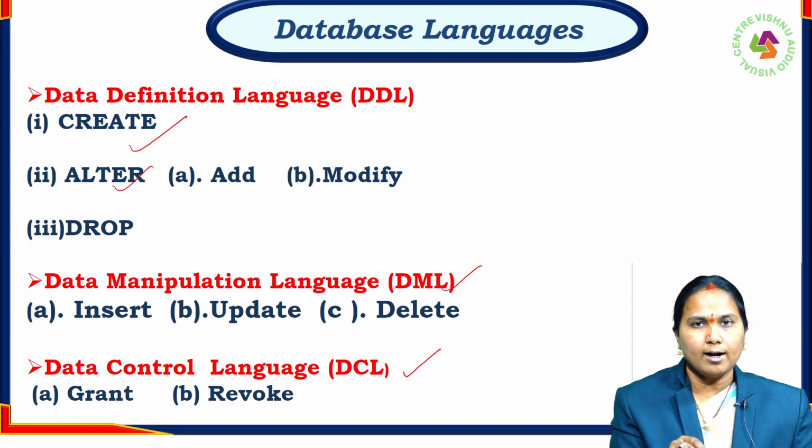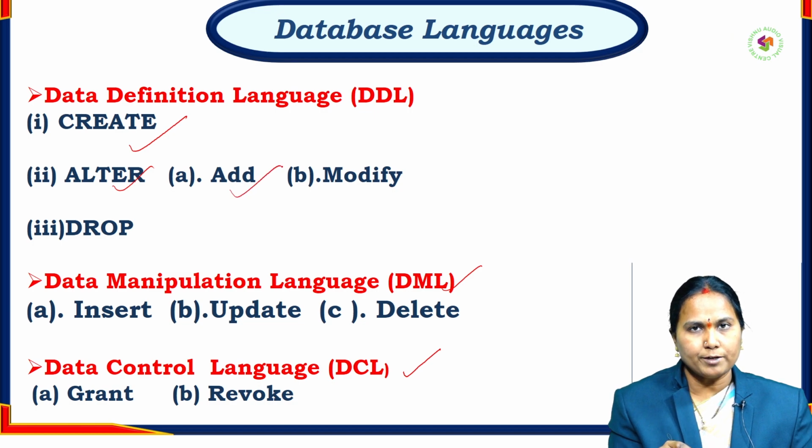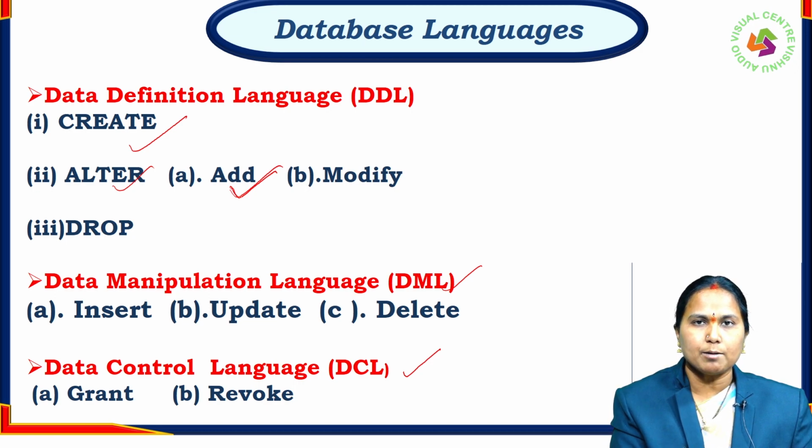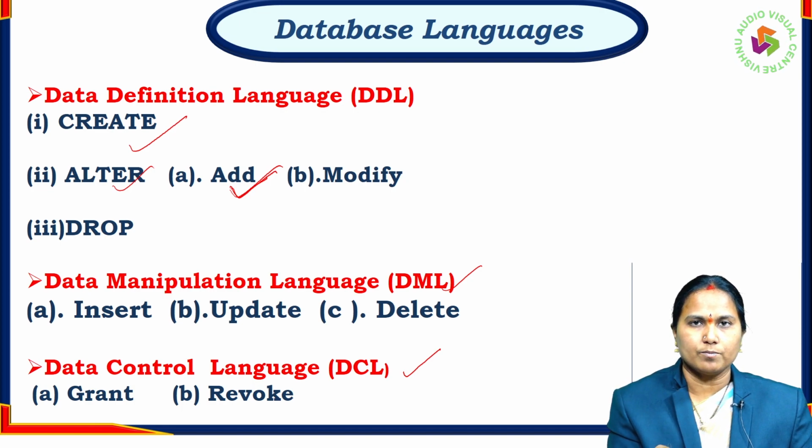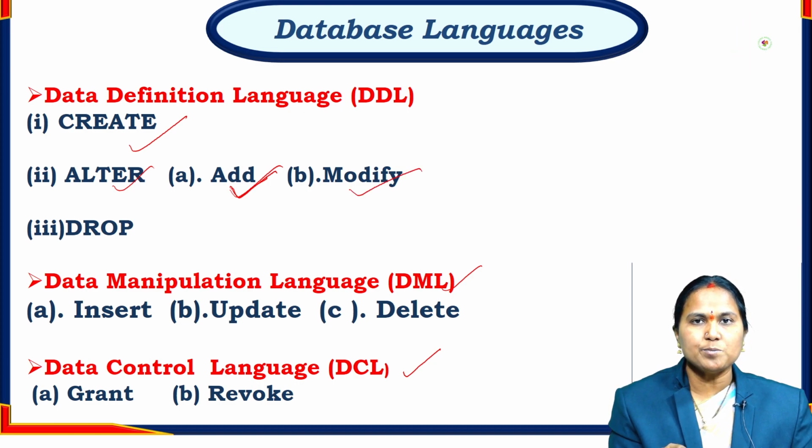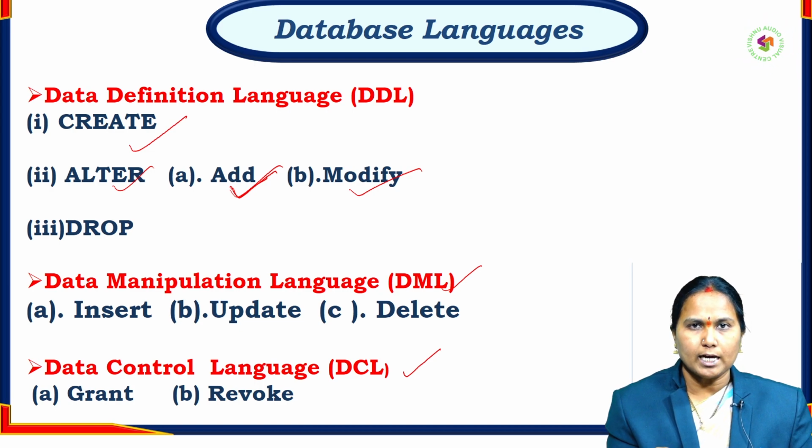By using the alter command, the database can be modified in two ways. The first one is add, the second one is modify. What is the purpose of add? If you want to add an additional column to the existing database, we can use the add command. If you want to modify the size of any column, in such a case, we can use the modify command. So these are the commands belonging to Data Definition Language. The language which is used to define the structure of the database is nothing but DDL.